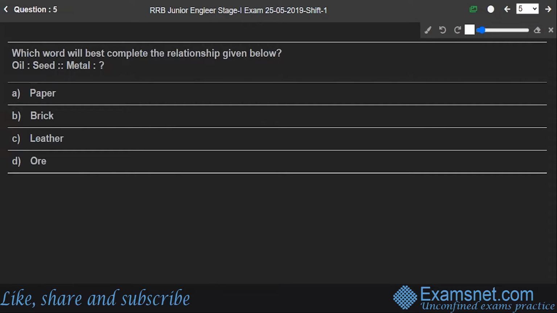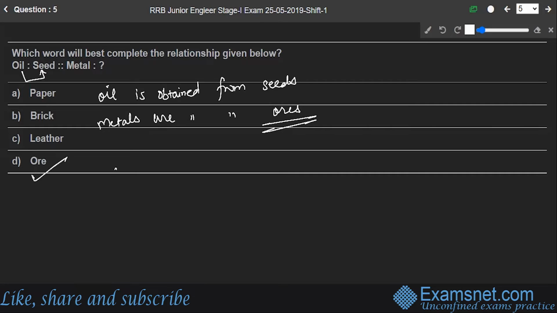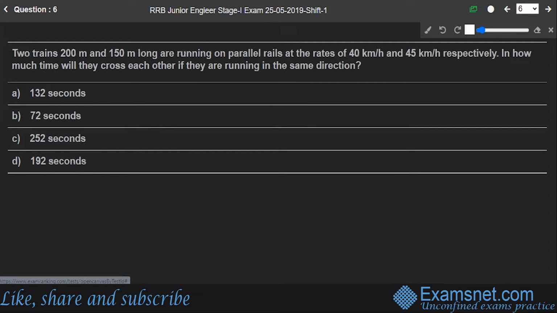Which word would best complete the relationship given below? Oil, seed, metal is related to what? So you know one thing, that oil is obtained from seeds. Same way metals are obtained from ores. That makes option D the correct answer because metals are not obtained from paper, brick, leather. So option D stands to be the right answer to the question. Hope you got that. Next is question number 6.